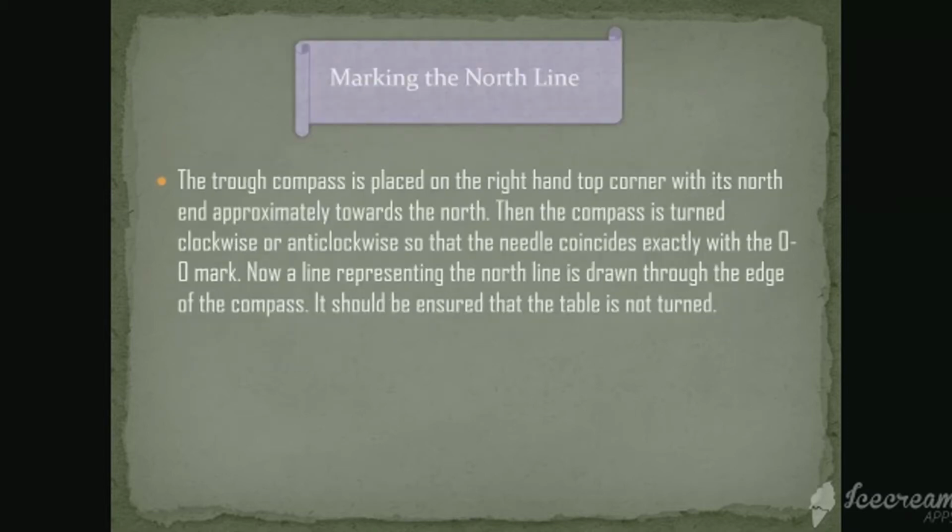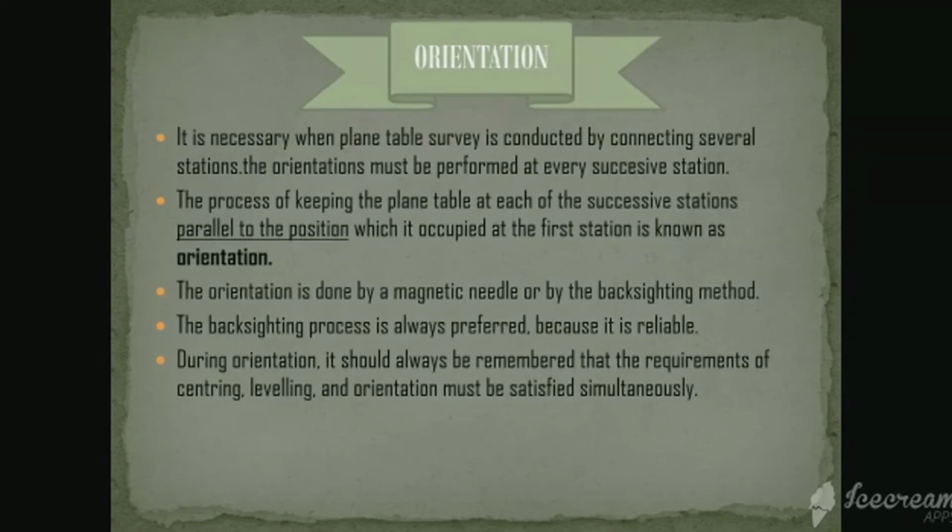Marking the north line. The trough compass is placed on the right-hand top corner with its north end approximately towards the north. Then the compass is turned clockwise or anti-clockwise so that the needle coincides exactly with the zero mark. Now a line representing the north line is drawn through the edge of the compass. It should be ensured that the table is not turned.